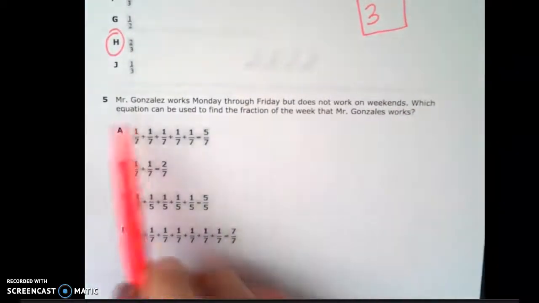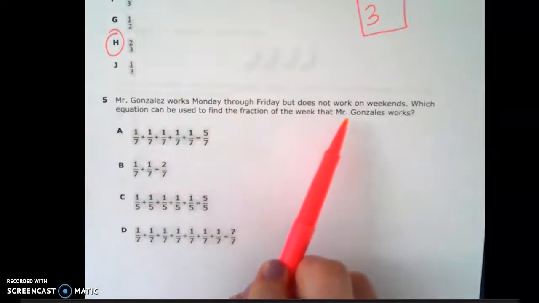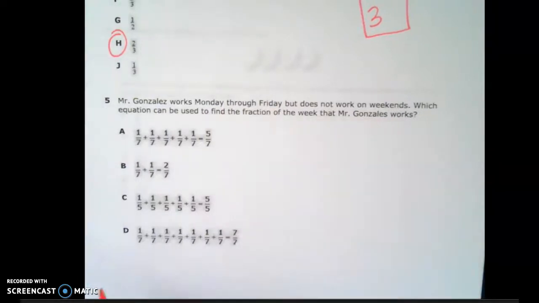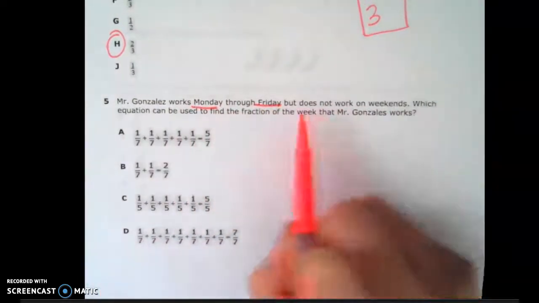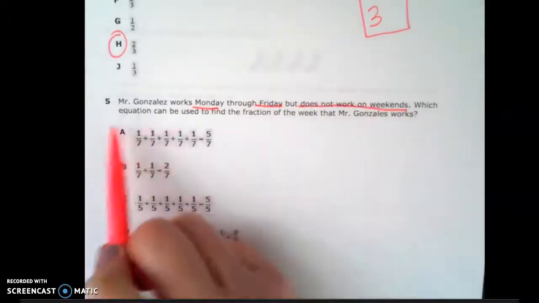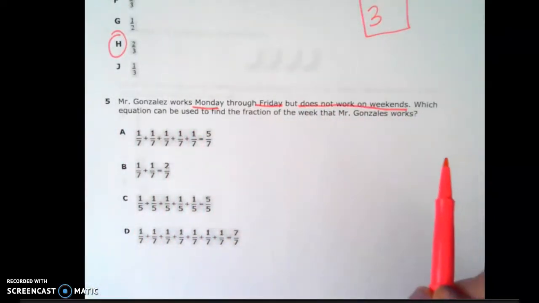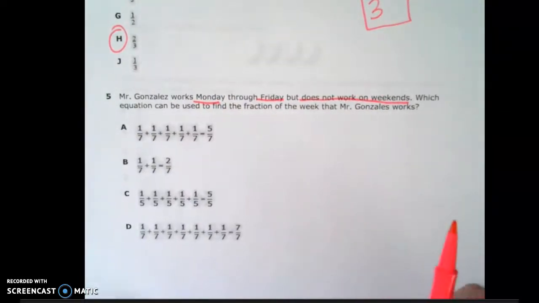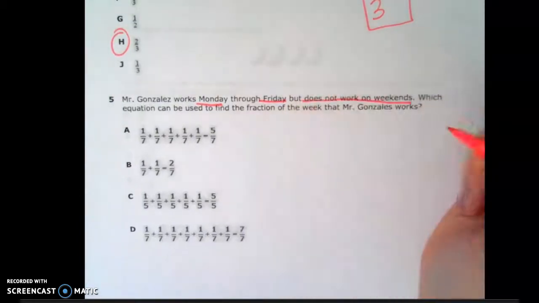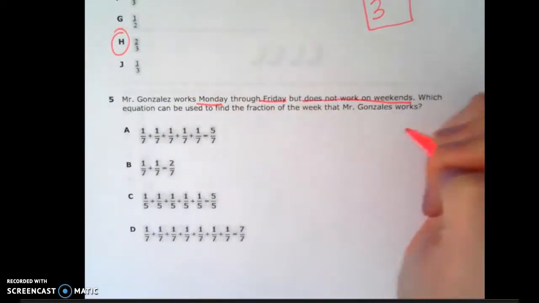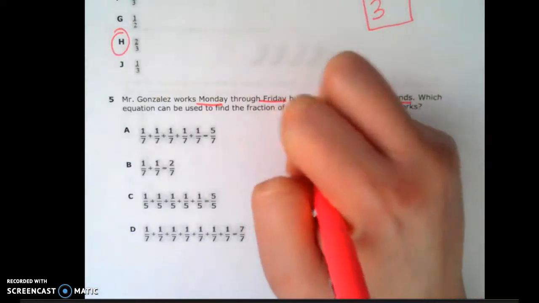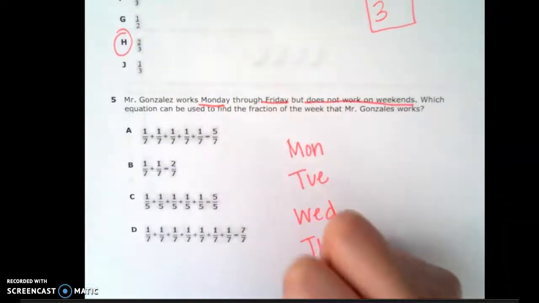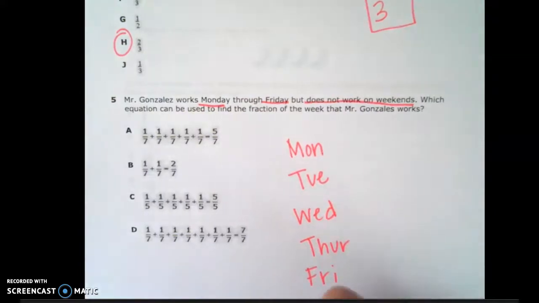Number 5. Mr. Gonzalez works Monday through Friday, but does not work on weekends. Which equation can be used to find the fraction of the week that Mr. Gonzalez works? Well, let's think about this one, okay? How many days are there in a week? There are 7 days in a week, so we have Monday, Tuesday, Wednesday, Thursday, Friday, Saturday, Sunday.